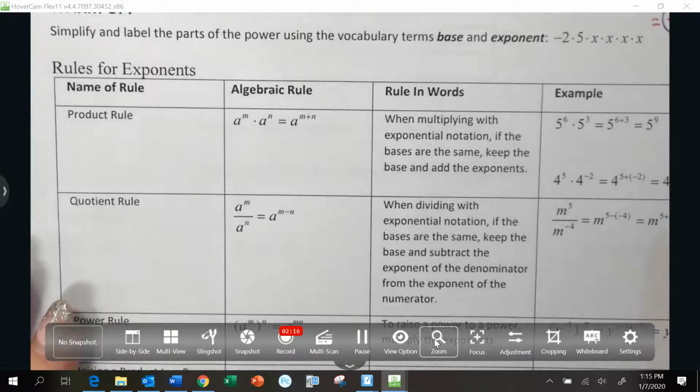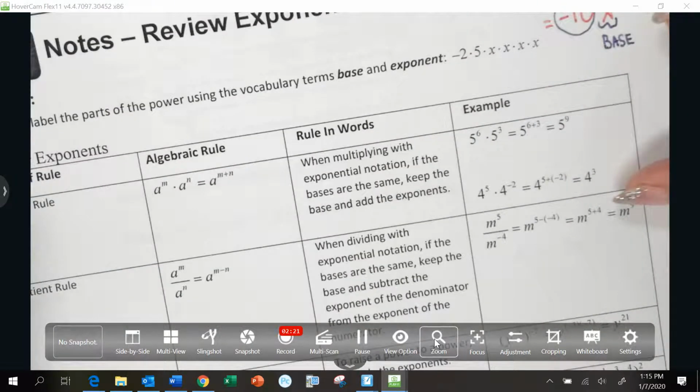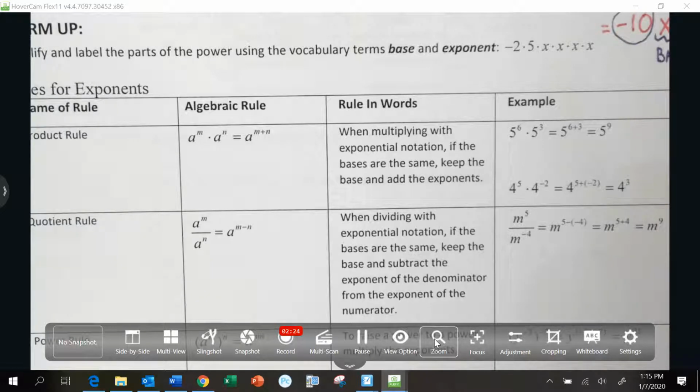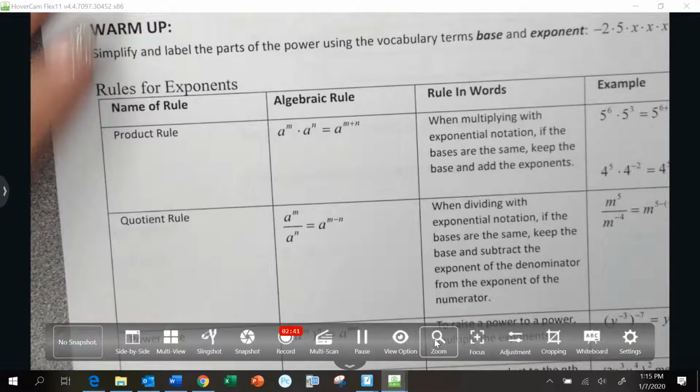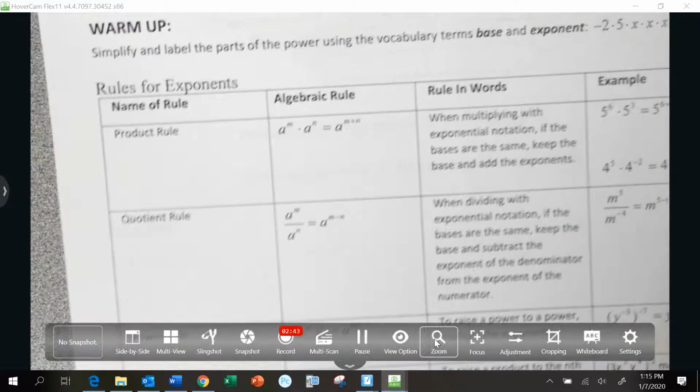Okay, so rules for exponents. These are rules that you kind of learned in Algebra 1 and sometimes remember and sometimes forget. Our goal, when we add in the Algebra 2 and the more difficult stuff, is that you still know these rules and still use these same rules. So we have something called a product rule. In order to do the product rule, I like to give you one that I know you can answer really easily.